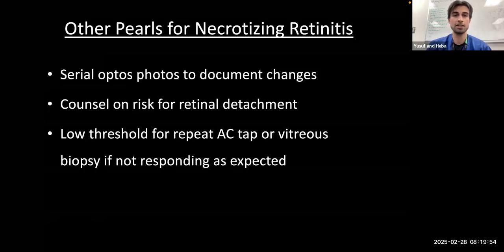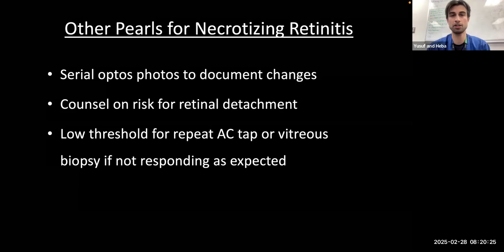I'll just finish off this case with a couple other pearls for necrotizing retinitis. Serial optos photos are very, very useful to document changes. And as you can see here, we took a lot of photos, not just to present the case, but also just to document whether there's any improvement or worsening of the retinitis. Because sometimes, it can be hard to remember what a patient has looked like before. It's useful to have a picture of what they look like, and then you being able to compare just to see if they're responding to treatment.